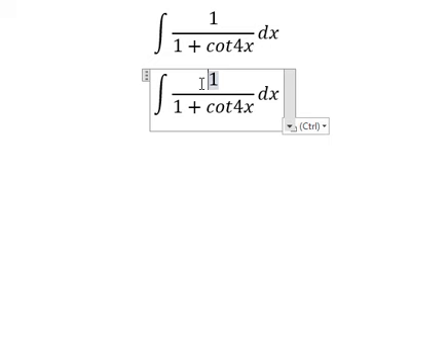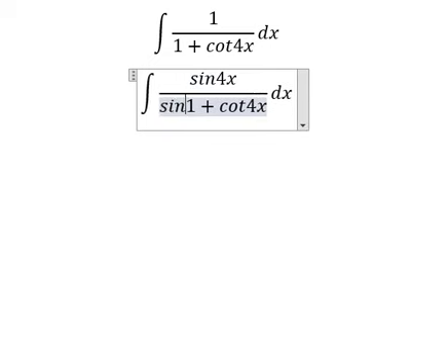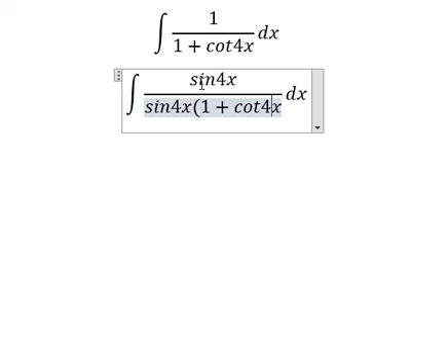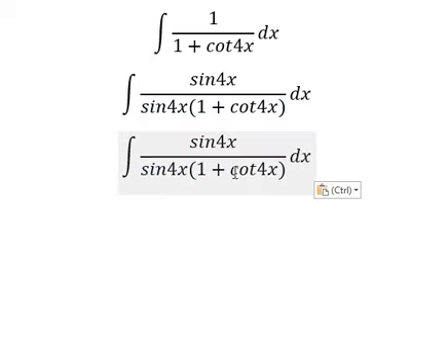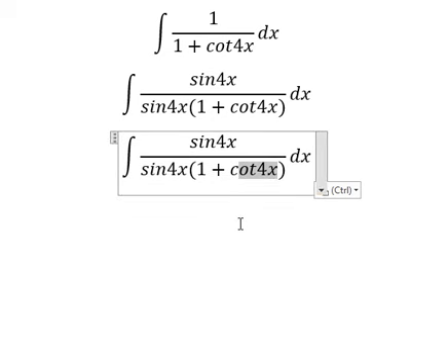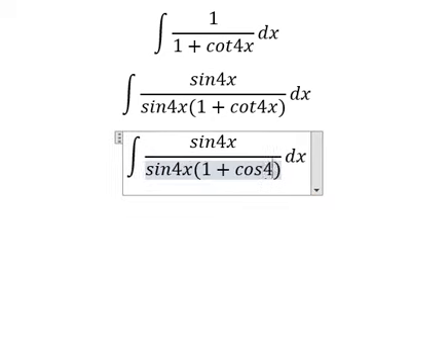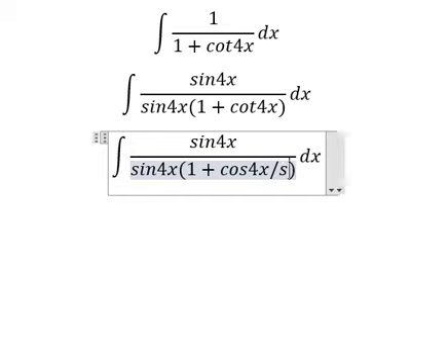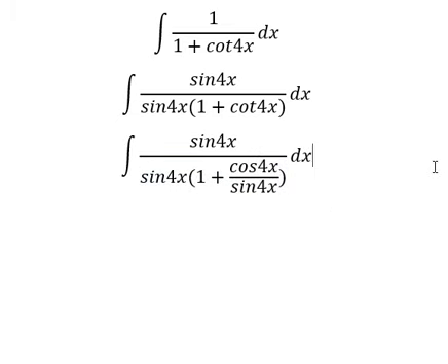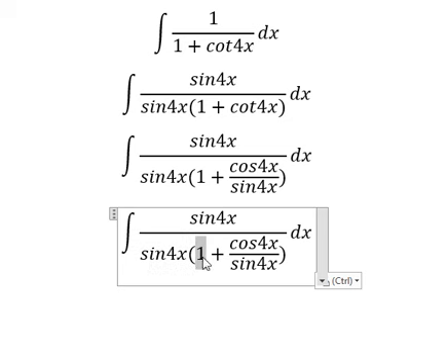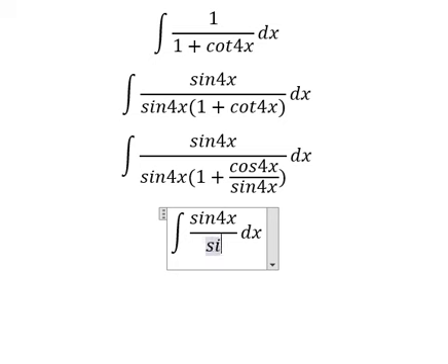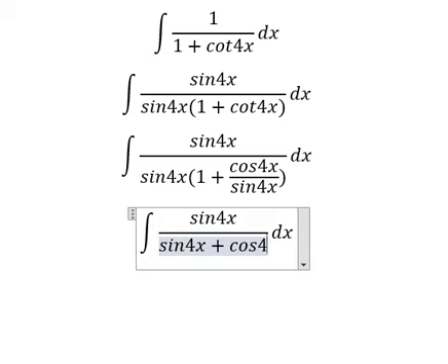We need to multiply by sine 4x on numerator and denominator. So we know that cotangent 4x is cosine 4x over sine 4x. Next, sine 4x multiplied by number 1 and this one. So we have sine 4x plus cosine 4x.